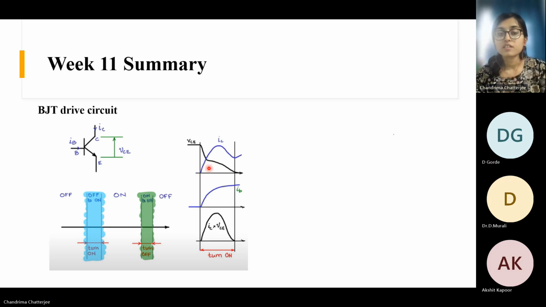Yeah, so basically, if you just multiply each point's voltage and current, you will get this kind of curve. This is in the turn on transition.